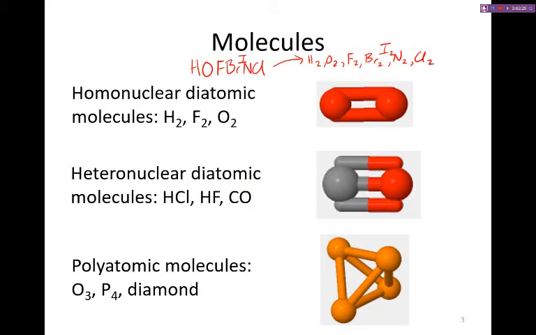That could be hydrogen chloride, hydrogen fluoride, carbon monoxide, or many other things. A third subcategory of these molecules is polyatomic molecules. And these are molecules that consist of a single type of element, but more than two of them. So in other words, ozone, O3, has a single element, oxygen, but there's three of them. And we also have phosphorus, which exists as a P4 molecule.